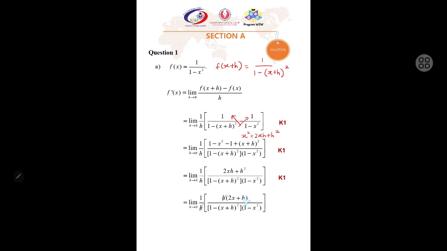So this one approaches 0, and for the numerator you will get 2x. For the denominator, as h approaches 0, you will get 1 minus x squared times 1 minus x squared. So you will get your answer: 2x over (1 minus x squared) squared. So that is the answer for question 1a. That is your final mark, G1. So K1, K1, K1, G1, 4 marks.